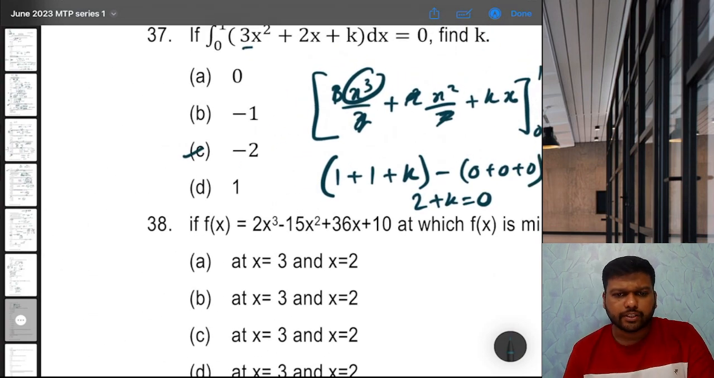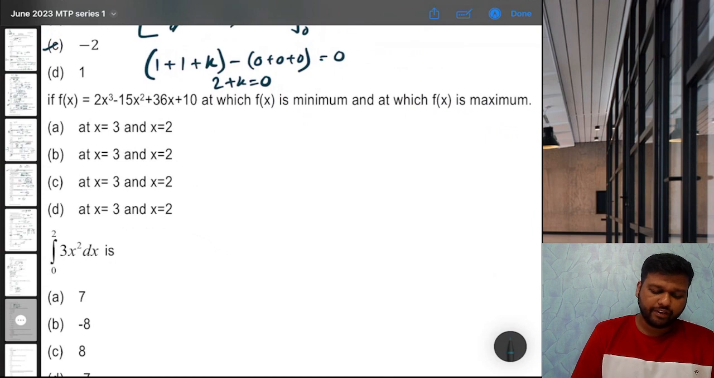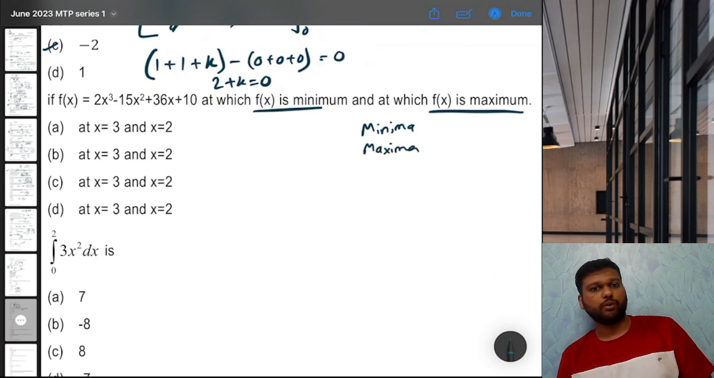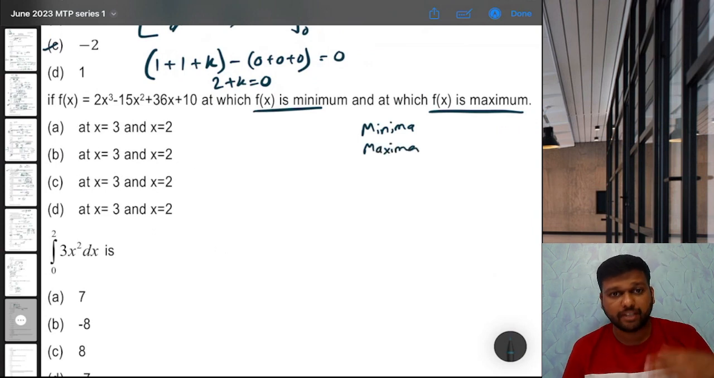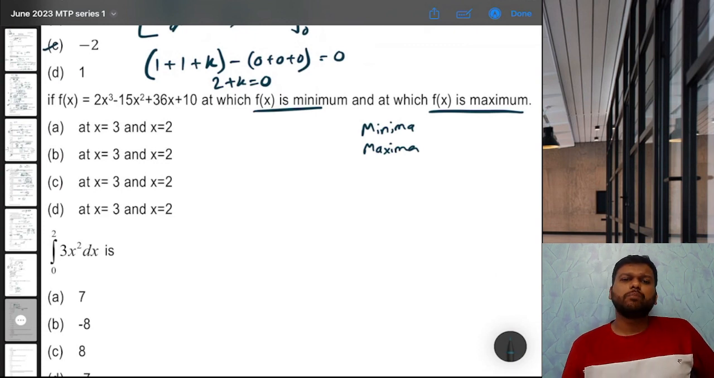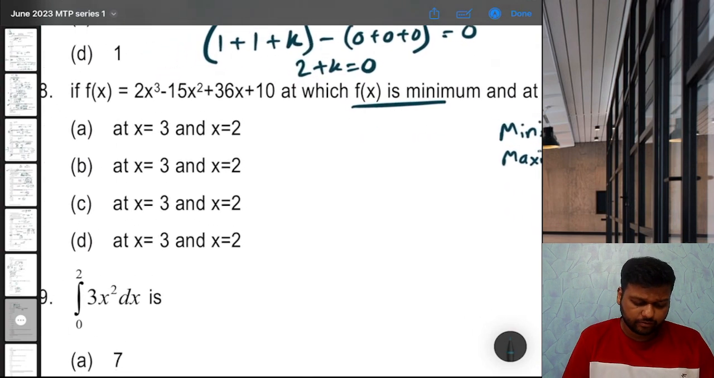Next is 38. If f(x) is this, at which point is f(x) minimum and at which point is it maximum? This is the concept called minima and maxima. A very good and very useful concept if you ever go into optimization or something like that. That is a future discussion. If you have studied derivatives, it is easy.